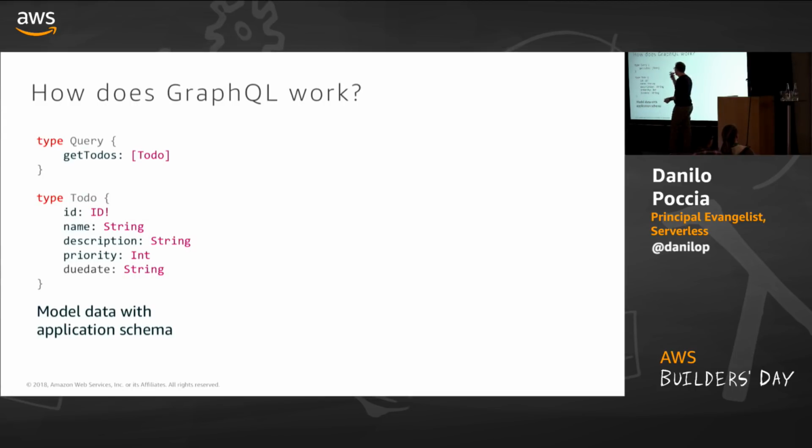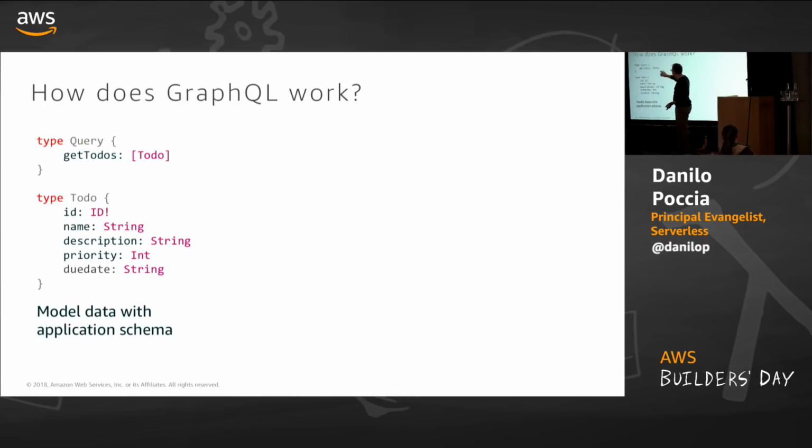With GraphQL, you can create a type, to-do, and then declare that a to-do item has an ID that is mandatory because there is the exclamation mark, a name, a description, a priority, and a due date. And then on top of these types, you can define queries that say how you want to get this information. So the client needs to get the to-dos, the to-do items, and this is a list of to-do type, a list because there are the square brackets.